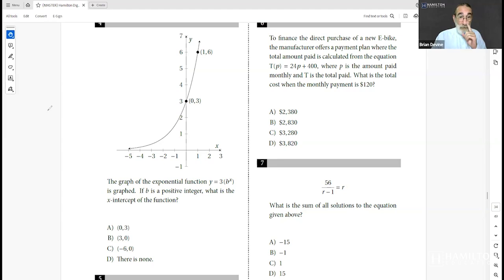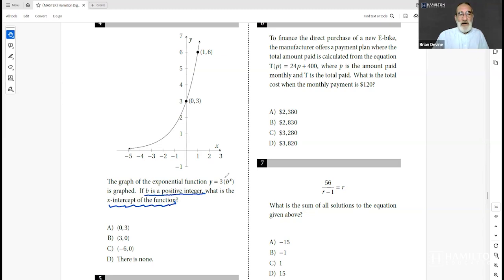Question 4. The exponential function y equals 3 times b to the x is graphed. That's kind of redundant. If b is a positive integer, well, we can see that it's a growth model then. What is the x-intercept of the function?